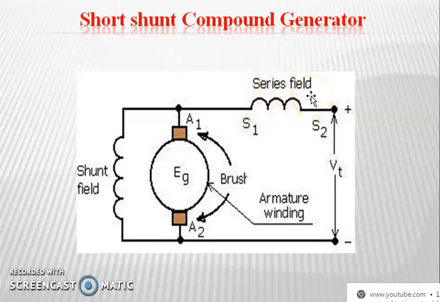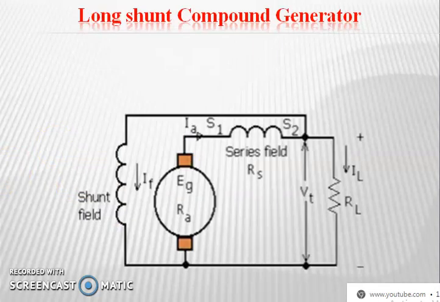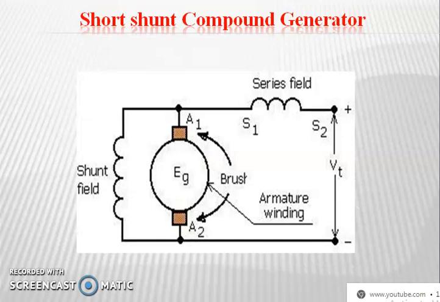Therefore, instead of V by Rsh, the voltage across the above point is V plus IL into Rse. So we need to consider the series resistance of that also. Therefore, the shunt current Ish is equal to (V plus IL into Rse) divided by Rsh. So this is the shunt current in case of the short shunt compound generator. So this is the long shunt compound generator. Here it is the short shunt compound generator.